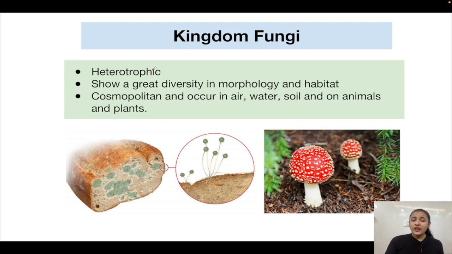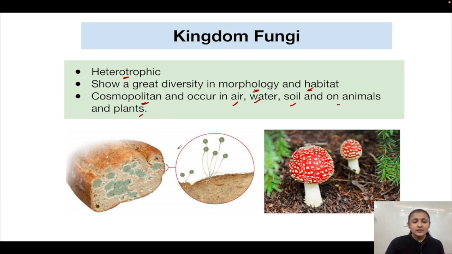Kingdom Fungi comprises organisms which have a heterotrophic mode of nutrition. That is, they obtain their food from other organisms. They cannot synthesize their own food. They show a great diversity in morphology and habitat. They are cosmopolitan in distribution. What does cosmopolitan mean? It means that they are found everywhere. They occur in air, water, soil, on animals, on plants. Whichever place you can think of, fungi are found everywhere.